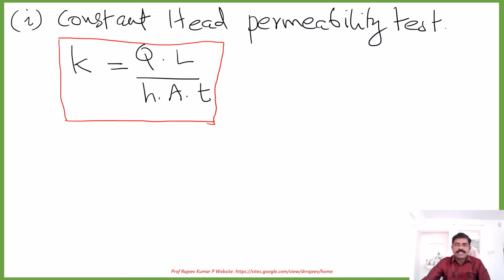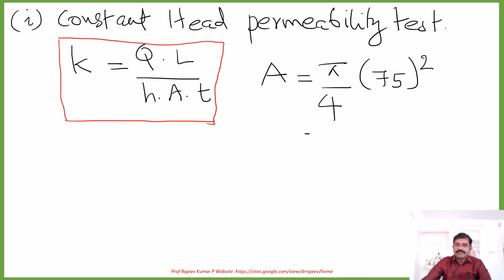Okay, in the given question, it is given that the permeameter has a diameter of 75 millimeter. So we can calculate the area of cross section, capital A, which is nothing but π by 4 into d square. D square is 75 square. So here you will get 4417.86 millimeter square.